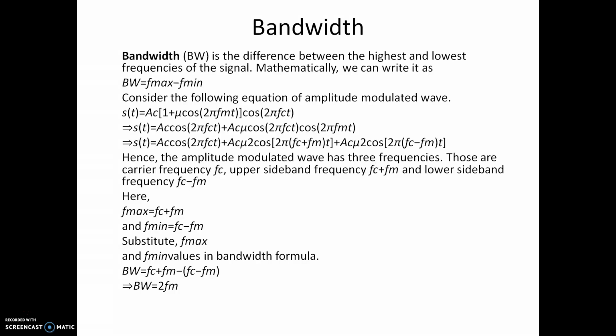Hence, we can see that the amplitude modulated wave has 3 frequencies. Those are the carrier frequency fc, the upper sideband frequency fc + fm, and the lower sideband frequency fc − fm. So, finally, fmax equals fc + fm and fmin equals fc − fm, and upon substituting fmax and fmin in the bandwidth formula, we get bandwidth equal to fc + fm − (fc − fm), which gives BW equal to 2fm.